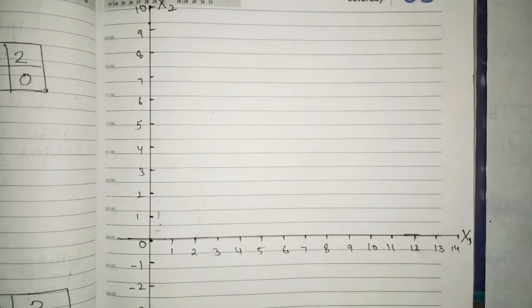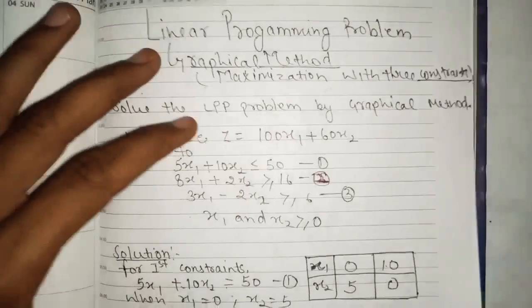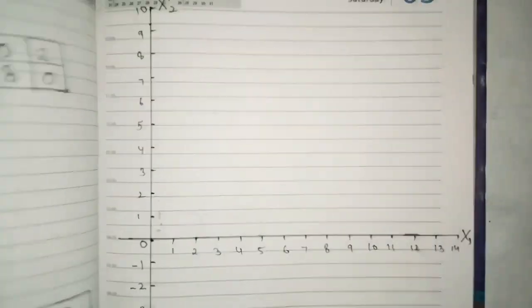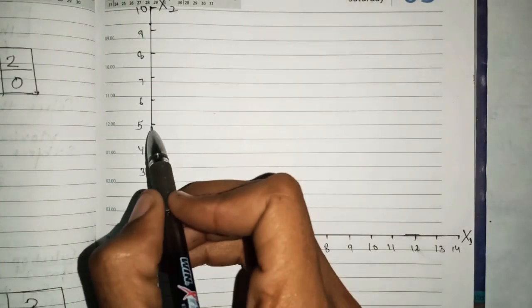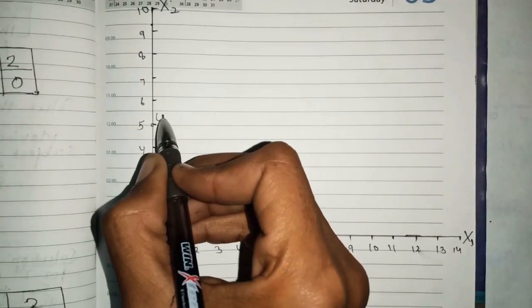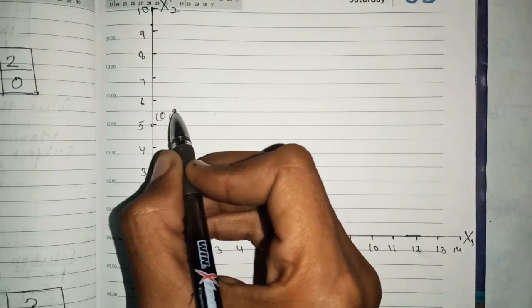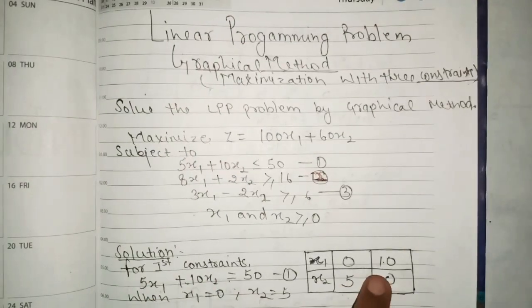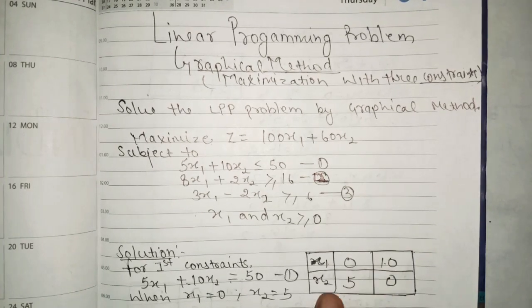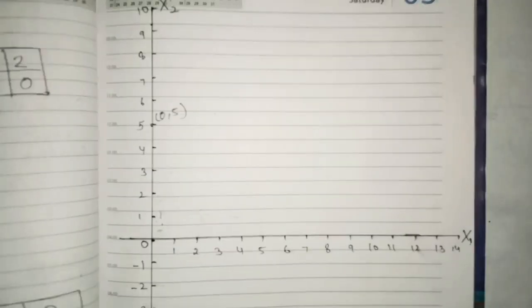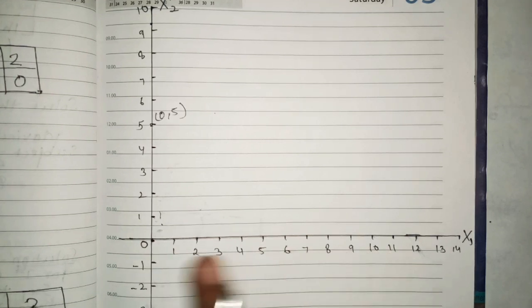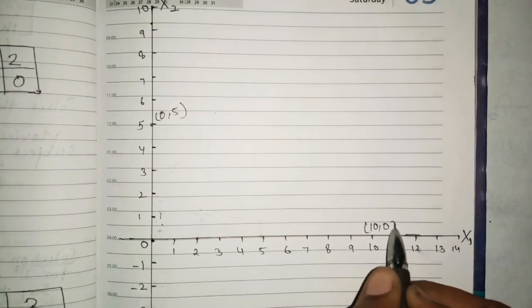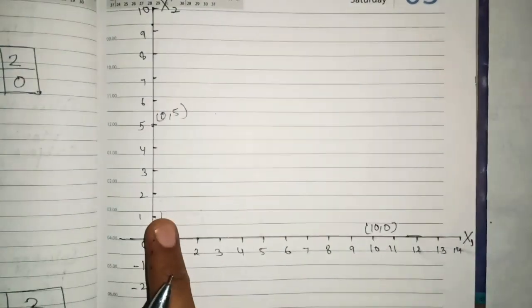For the first constraint, the x1 value is 0 and the x2 value is 5. So put the point 0, 5. And for the next point, when x1 is equal to 10, x2 is 0. This is our x1, this is our x2.